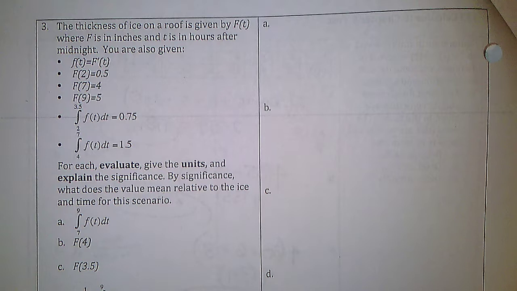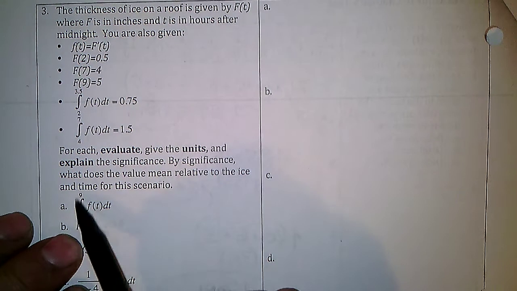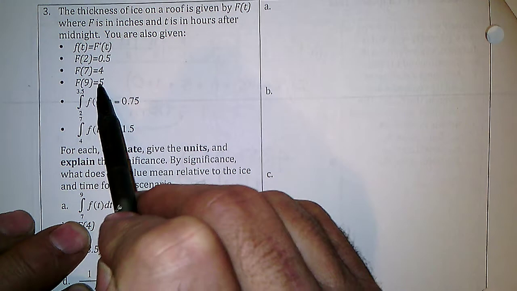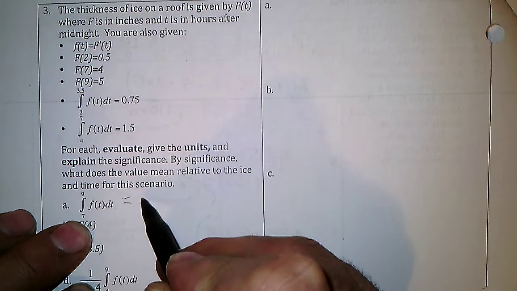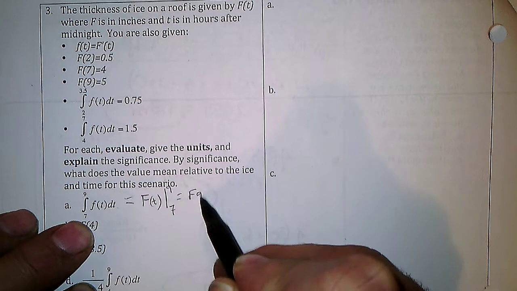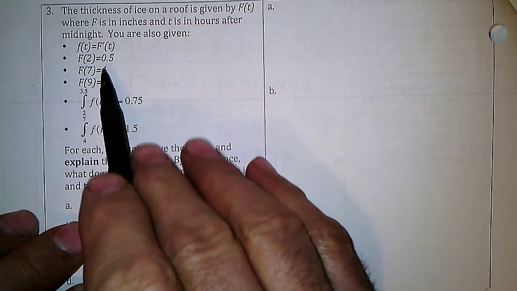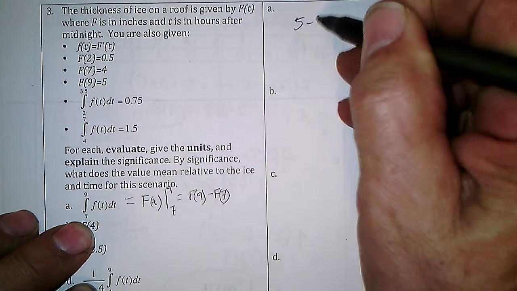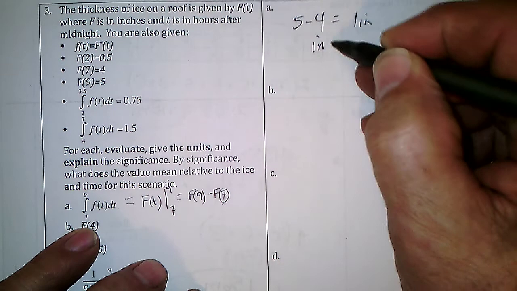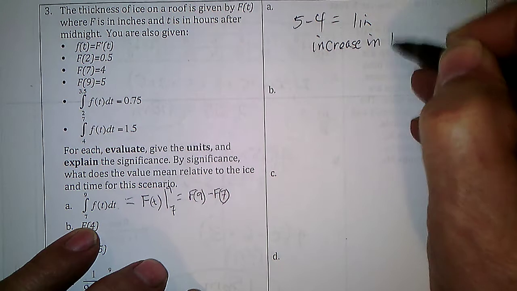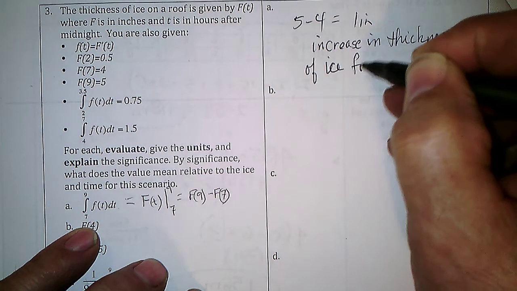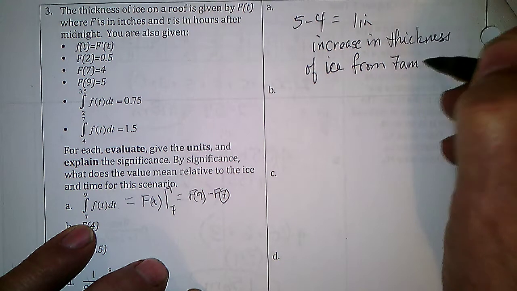Get how to read these? So the first one says from 7 to 9, how much did it change? Well, at 7 it was 4 inches, at 9 it was 5 inches. If you wanted to write this down, it would be capital F of t evaluated from 7 to 9. So you'd have F of 9 minus F of 7. It went from 4 to 5, so that's 1 inch more. 5 minus 4 is 1 inch increase in thickness of ice from 7 a.m. to 9 a.m.